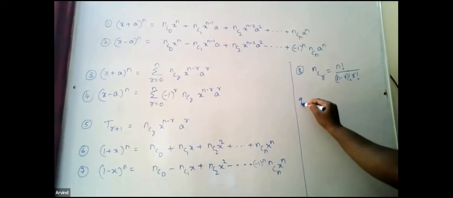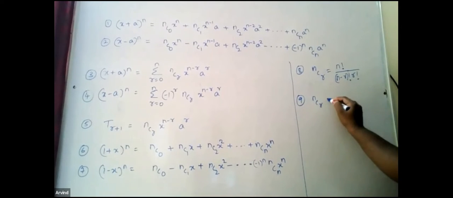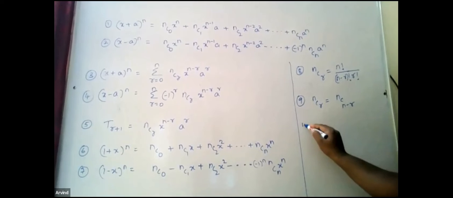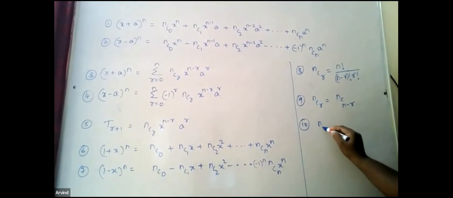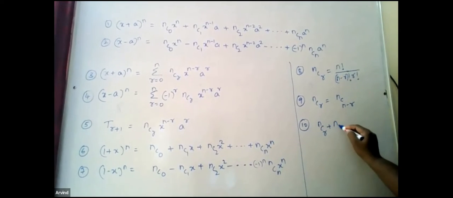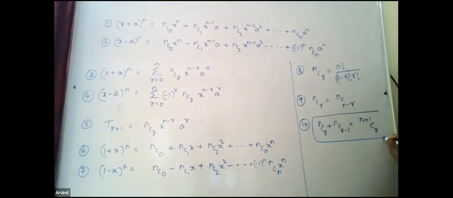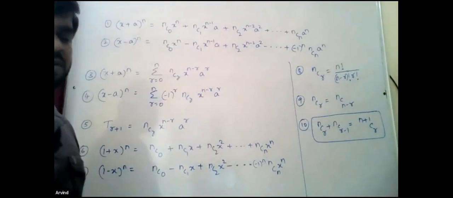Okay, suppose nCr is the same as nC(n minus r). These things you must know. Next, suppose you have nCr plus nC(r minus 1), then it will be equal to (n plus 1)Cr. Very, very important formula. We'll be using this a lot. nCr plus nC(r minus 1) is equal to (n plus 1)Cr.